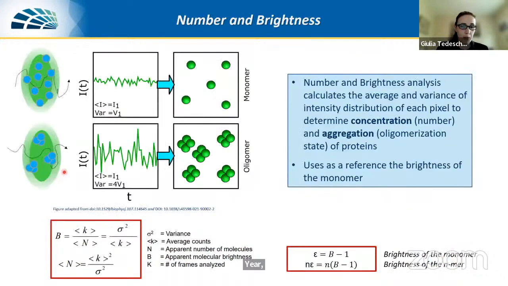The final technique that we applied to the same data set is number and brightness, which you heard Enrico talk about this morning or afternoon. In particular, from this technique, by calculating the average and variance of the intensity distribution for each pixel, we can determine the concentration, meaning the number, and the aggregation state, meaning the oligomerization of the proteins. For this technique, we need to use as a reference the brightness of the monomer. In our case, as I mentioned before, we were using our inert control, the membrane-bound form of EGFP.